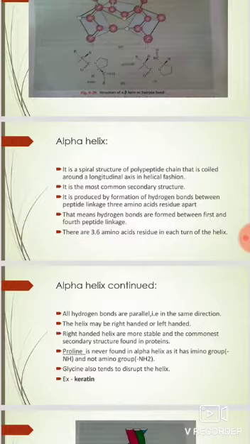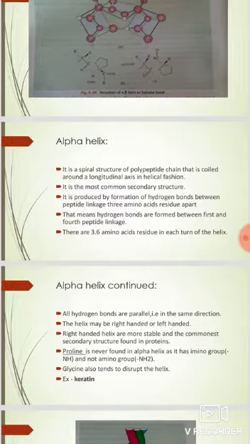Alpha helix. All hydrogen bonds are parallel, that is, in the same direction. The helix may be right-handed or left-handed. Right-handed helix is more stable and it is the commonest secondary structure found in the protein.